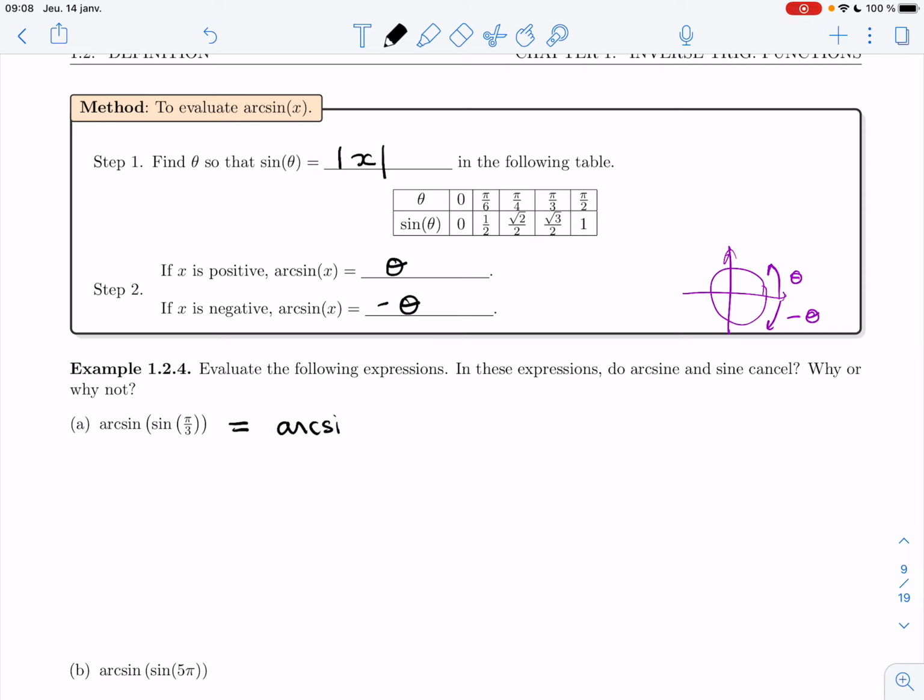Let's evaluate sine first. Sine of pi on 3 is here. So if I have theta is pi on 3, sine of theta is root 3 on 2. And now I'm going to try to find an angle whose sine is root 3 on 2. Root 3 on 2 is in the sine row. I'm going to look at the angle above. So this is pi on 3 back. All right, so in this case, yes, they cancel because I went from pi on 3 to pi on 3.